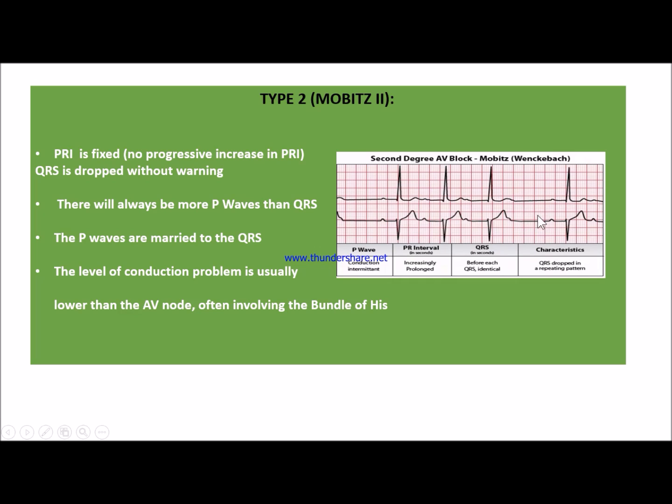It will be in a repeating pattern, if we can see. This is PQRS, PQRS, PQRS, drop QRS, drop QRS. The level of conduction problem is usually lower than the AV node. It often involves the bundle of His.